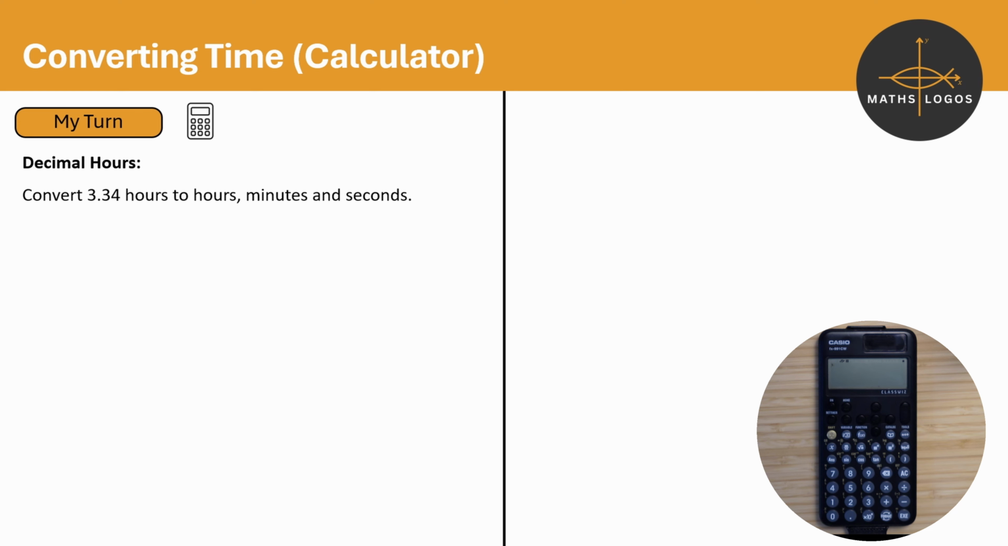Our next example says convert 3.34 hours to hours, minutes, and seconds. And we can do this using our calculator very easily. I just type in 3.34, and I want to tell my calculator that this is hours, so I hit Shift plus, and then I hit the execute button, and my calculator converts the decimal hour into what we want, which is 3 hours, 20 minutes, and 24 seconds. So let me just write that. I'll say 3.34 hours is equal to 3 hours, 20 minutes, and 24 seconds, like that.